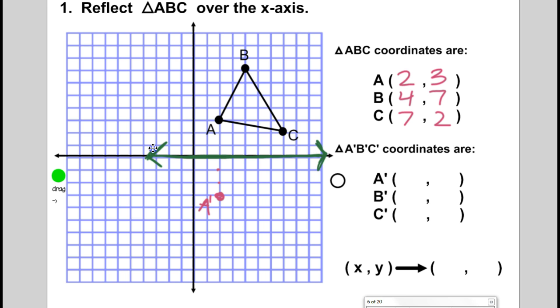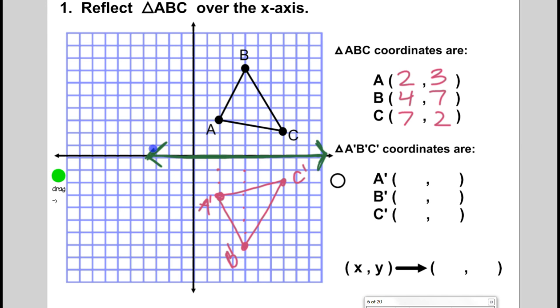That's what reflecting is. How far away is B from the green line? 7 away. 7 above the green line. So I'm going to go right where B is. I'm going to go 1, 2, 3, 4, 5, 6, 7 below the green line and put B prime. Good. C is 2 above, so I'm going to reflect it. It's going to be 2 below, C prime. Connect the dots, and now we have a beautifully reflected figure. A prime, B prime, C prime.